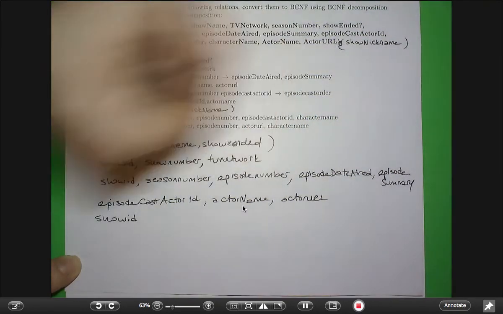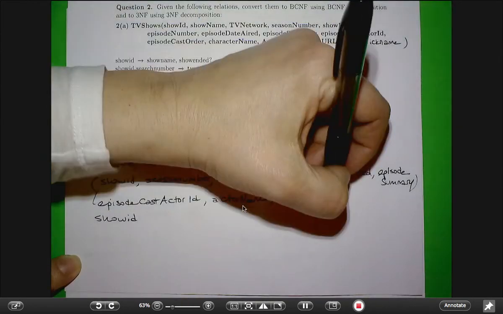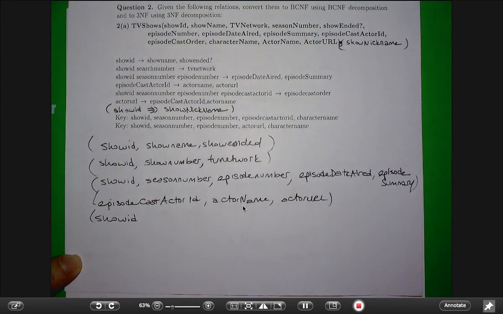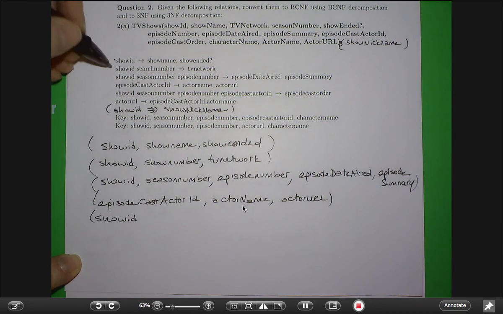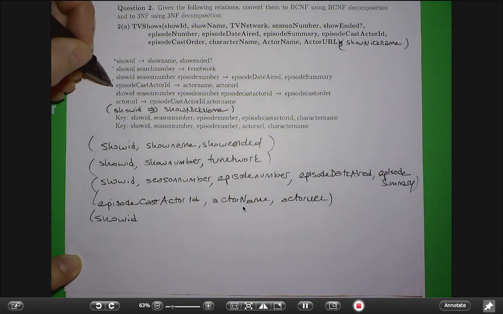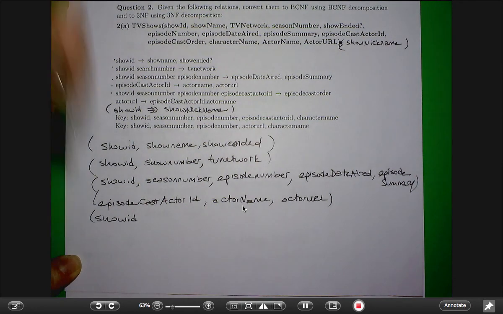These are all different relations. I'm just not giving them any names. So let's see, I did this one, this one, this one, this one. So I'm doing this one now, show ID.